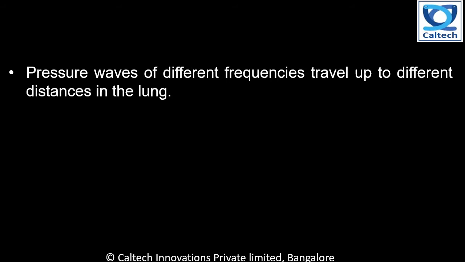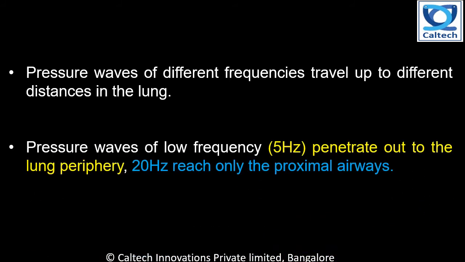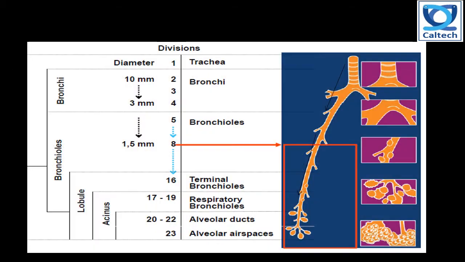A point to remember: pressure waves of different frequencies travel up to different distances in the lung. The pressure wave of a low frequency, that is 5 Hz, penetrates out to the lung periphery, while a high frequency of 20 Hz can travel only till the proximal base.